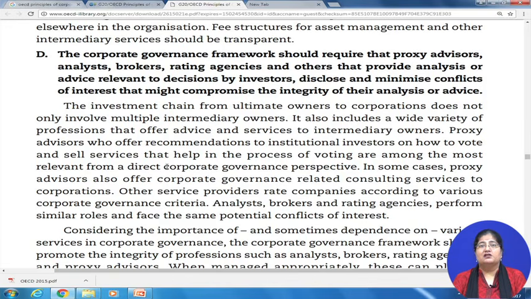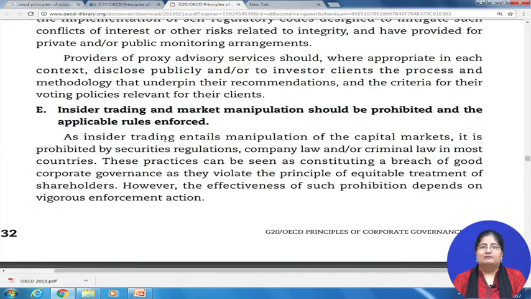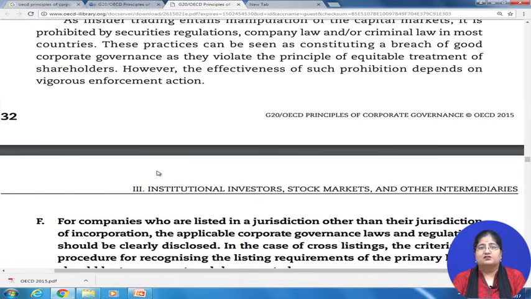The corporate governance framework should require that proxy advisors, analysts, brokers, rating agencies and others that provide analysis or advice related to or relevant to decisions by investors disclose and minimize conflicts of interest that might compromise the integrity of their analysis or advice. Insider trading and market manipulation should be prohibited and the applicable rules enforced.